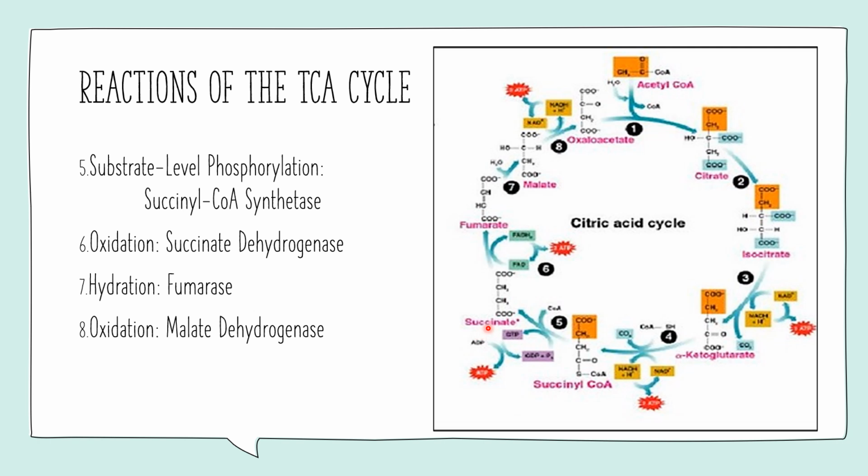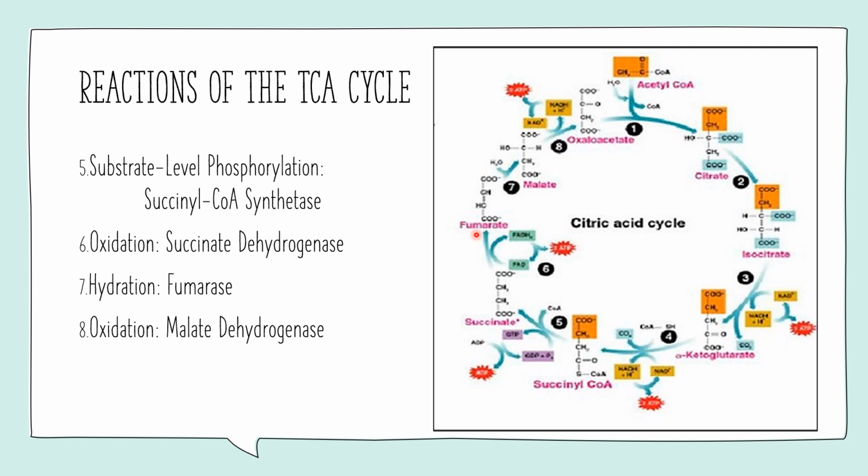The next reaction, number 6, is oxidation of succinate, which is catalyzed by the enzyme succinate dehydrogenase. If you remember the electron transport chain, this was complex 2 of the electron transport chain. And so succinate loses 2 hydrogens. It is oxidized, and these hydrogens together with their electrons are accepted by FAD to form FADH2. And now oxidation of succinate yields fumarate.